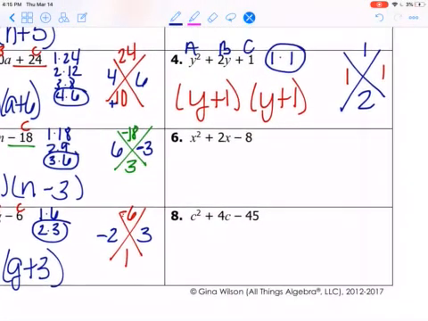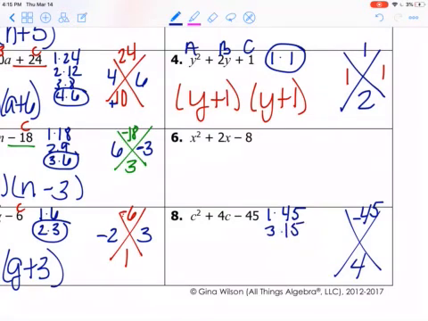Okay, one more. 45, it's negative. 4 goes in the bottom. Things that multiply to be 45 would be 1 and 45, 3 and 15, and 5 and 9. 5 and 9 subtract to give you 4, and the 5 would be negative. So it would be C minus 5, C plus 9.